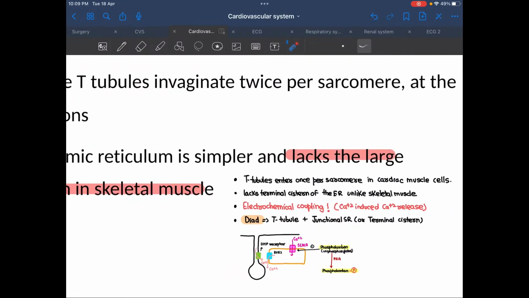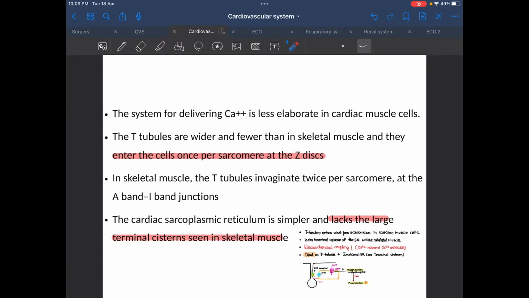Alright. So we were discussing the T tubules. हमने कहा था प्लाज्मा मेम्ब्रेन की इन्वेजिनेशंस को भी हम T tubule कहते हैं, और जो हमारे सार्कोप्लाज्मिक रेटिकुलम का एक एक्सटेंशन होता है दैट्स नोन एज द टर्मिनल सिस्टर्न. ठीक है. So ये इन दोनों को we call collectively a dyad, and it will enter once per sarcomere. ठीक है, once per sarcomere it will enter, and this is in contrast to a skeletal muscle जहाँ पे it enters about 2 per sarcomere.